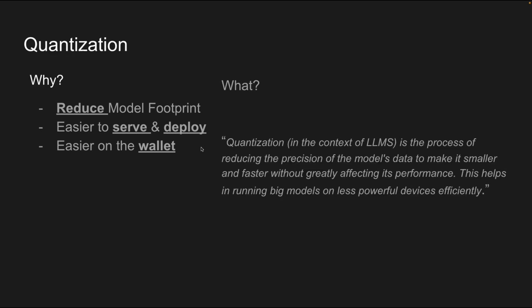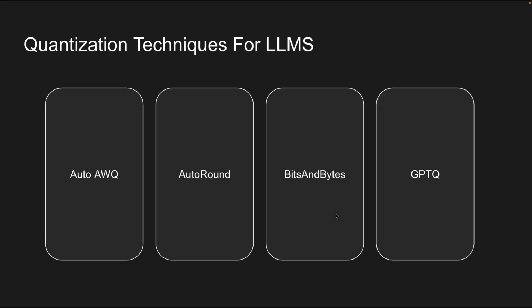So what is quantization? Quantization is a process of reducing the precision of the model's parameters or data to make it smaller and faster without greatly affecting its performance. This helps in running big models on less powerful devices efficiently. So typically the more common techniques are using AutoAWQ, AutoRound, Bits and Bytes, and GPTQ. These are typically the four main techniques that you can use to quantize your big LLMs.